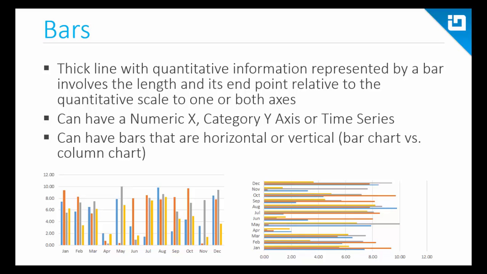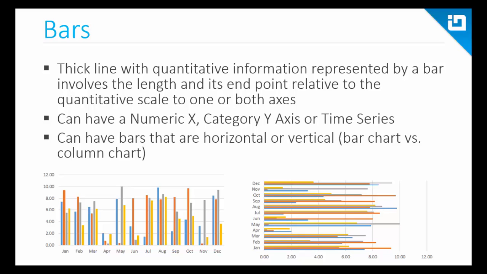Bars are thick lines with quantitative information represented by a bar. It involves a length and its endpoint relative to the quantitative scale to one or both axes. So it can have a numeric x category y axis or a time series, and it can be bars that are either horizontal or vertical. When we think about a bar chart versus a column chart, you get the idea below. The chart on the left is a column chart, the chart on the right is a bar chart.